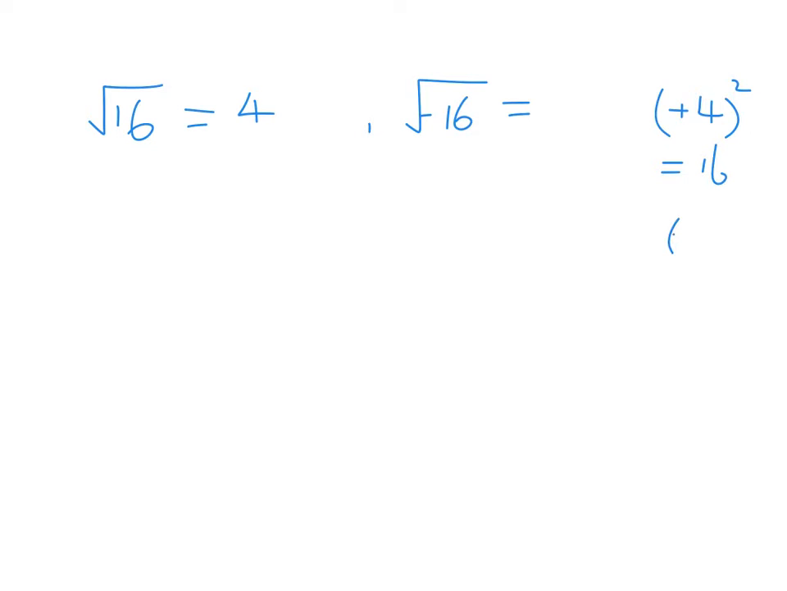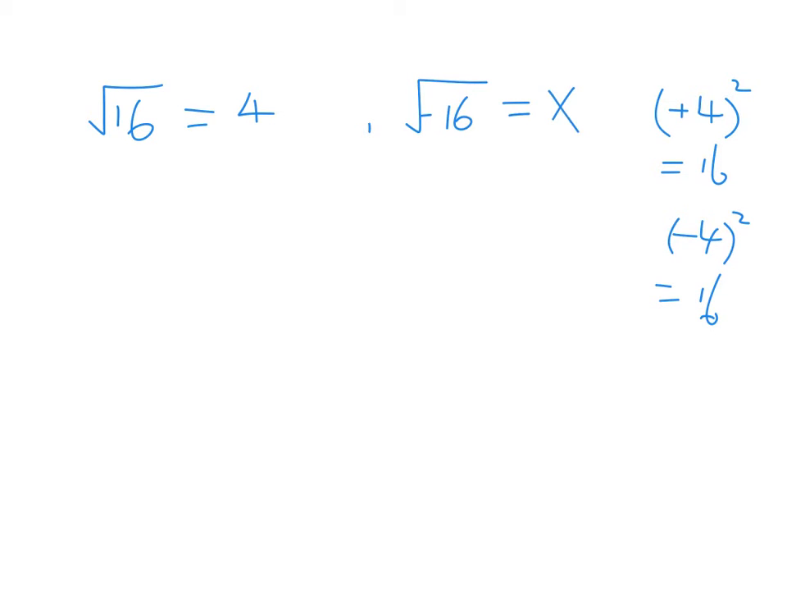And more example. For 16 square root equal to 4. But negative 16, we cannot find the square root we know before because no number square is a negative number. For example, positive 4 square is 16, but negative 4 square is still 16. So you cannot find the square root of negative 16.